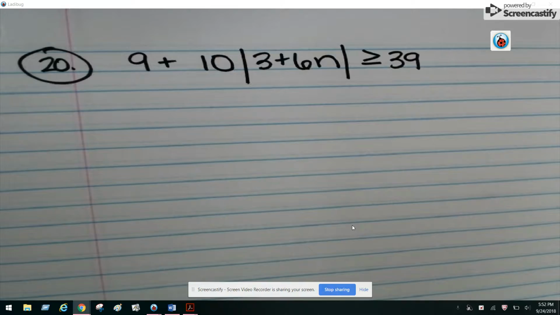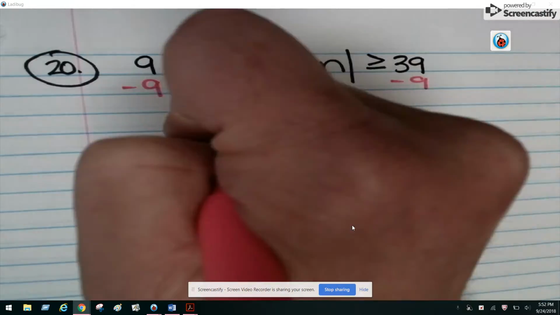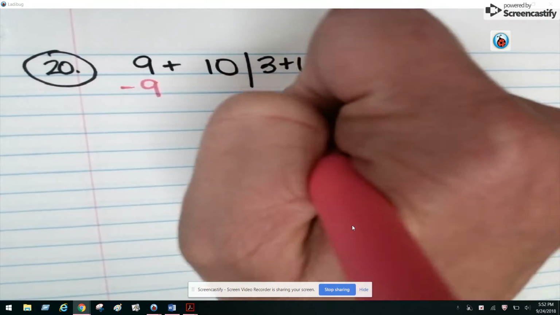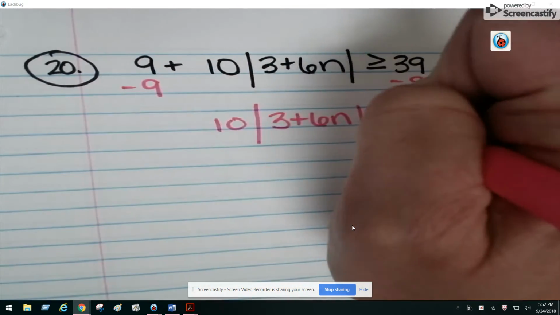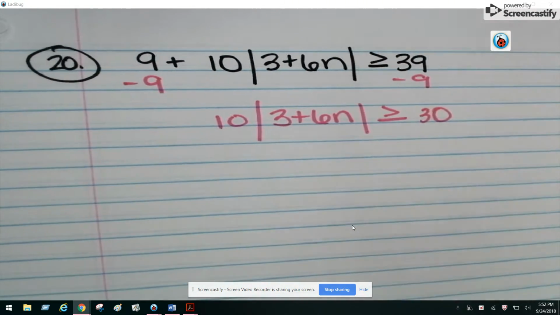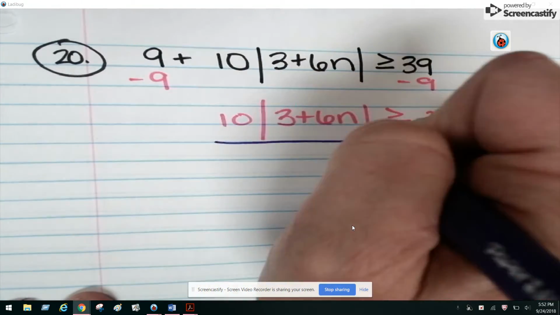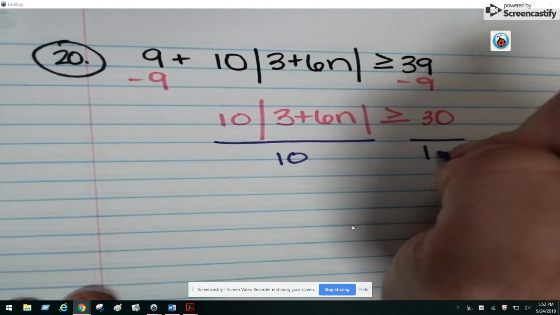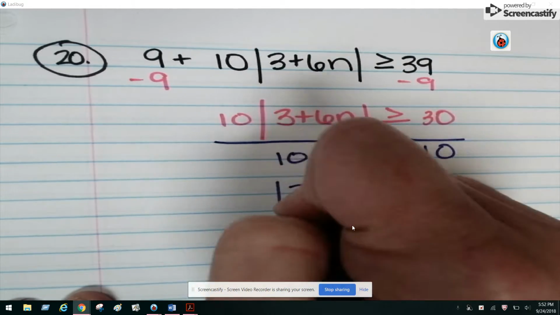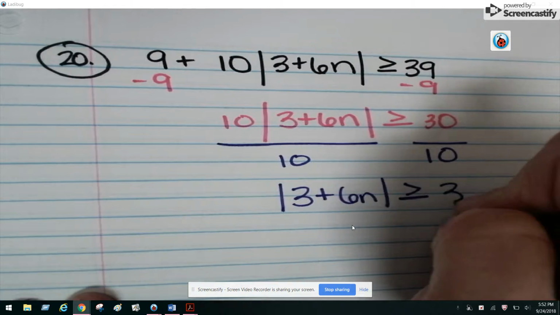So I want to get this absolute value completely isolated. The first thing I'm going to do is subtract the 9. So now I've got 10 times the absolute value of 3 plus 6n is greater than or equal to 30. Now from here, I still want to get this completely isolated, so I'm going to divide each side by 10. And now I'll have the absolute value of 3 plus 6n is greater than or equal to 3.